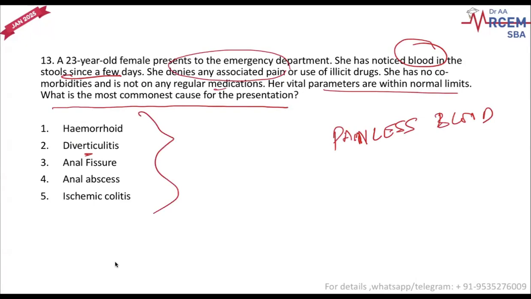Diverticulitis presents with abdominal pain. Anal fissures cause severe pain on defecation. Anal abscess, quite a bit of pain usually. Ischemic colitis is again associated with pain. Hemorrhoids, especially internal hemorrhoids, cause bleeding, and they will be pain free. So the right answer here is the first one, internal hemorrhoids.